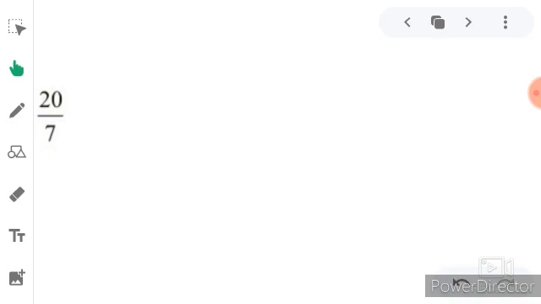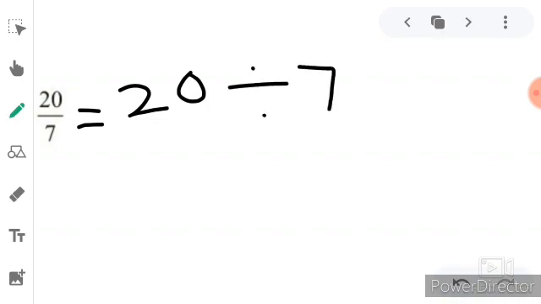Then what are the different steps? Remember that box, 3 steps are there. Let's start. First of all you will have to give the equal sign, then divide 20 by 7. So students, write down along with me in your notebook. Try to solve it. 20 divided by 7, this is our first step. Then the next step is division.